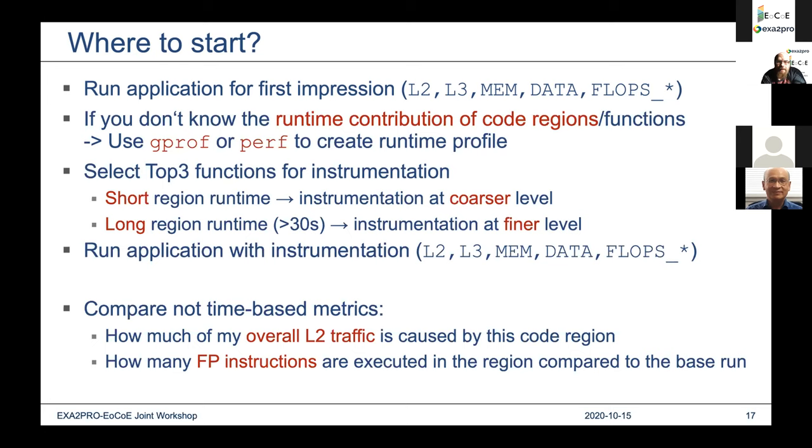And also how many floating point instructions there are compared to the region, to the base run, to the first impression, to see: is it the FP heavy parts that we are currently looking at, or is it something else?